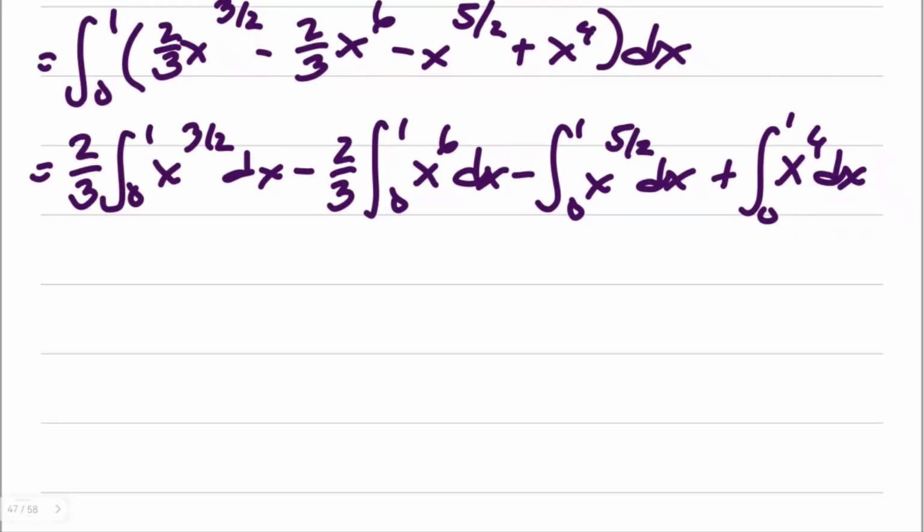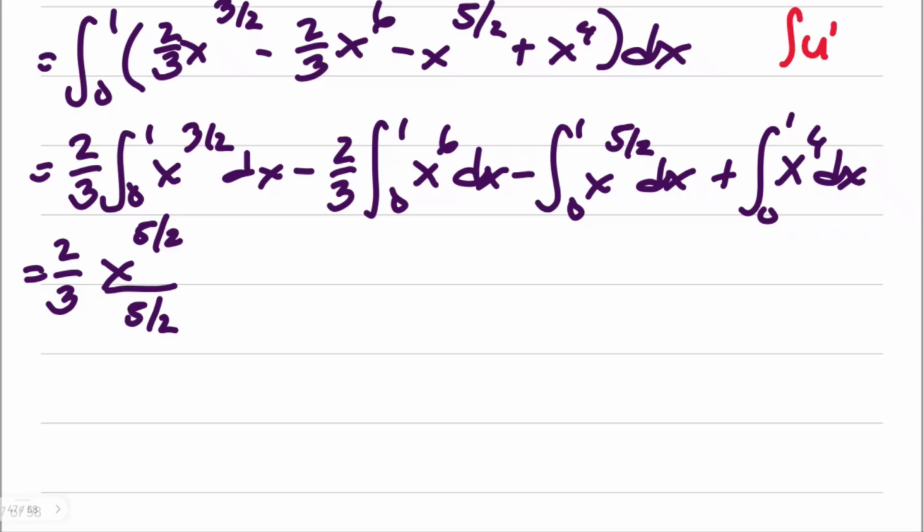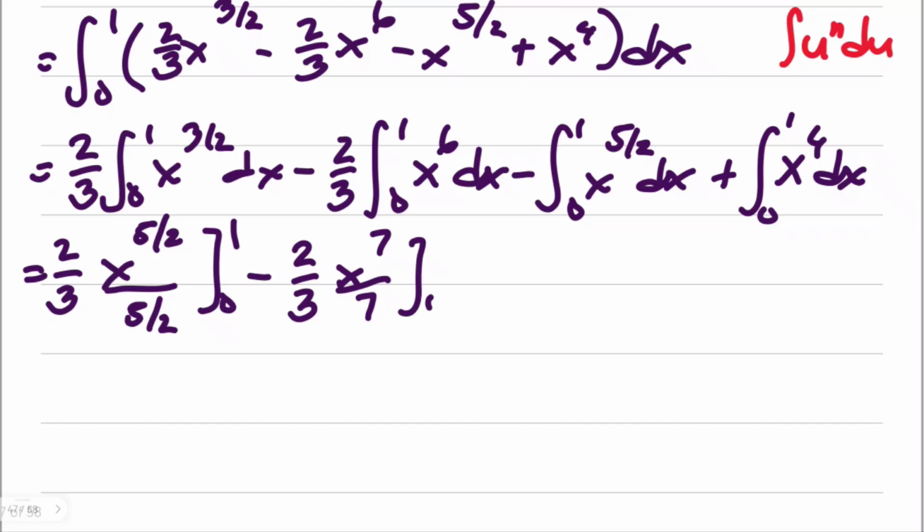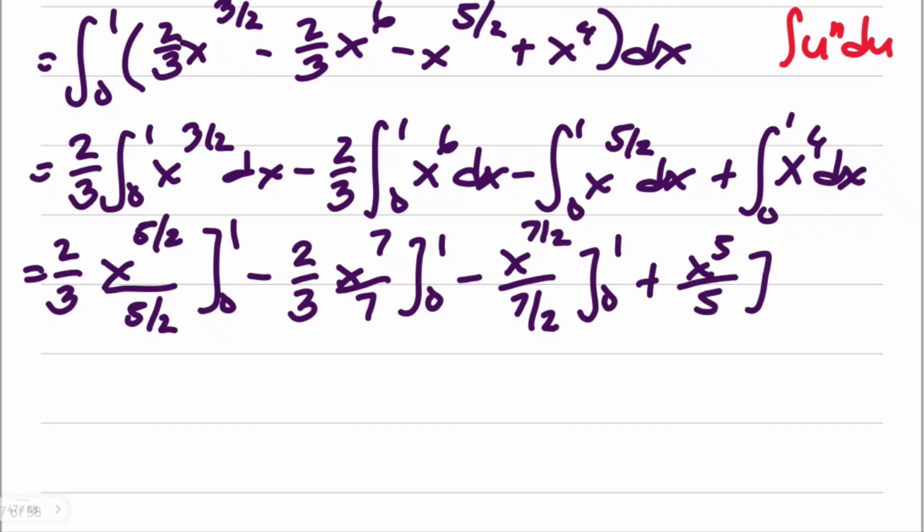Okay, so we'll have here 2/3 of x to the power of 5/2 because plus 1. Okay, all of these are actually integral of u to the n du. So n plus 1 over n plus 1, we know that, right? But don't forget the boundary from 0 to 1. Next, 2/3 x to the power of 7 over 7 is 0 to 1. This one here, so 5/2 plus 1 is 7/2, right? X to the power of 7/2 over 7/2 is 0 to 1. And this one here, x to the power of 5 over 5 is 0 to 1.